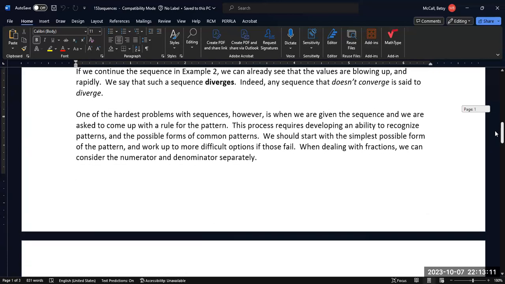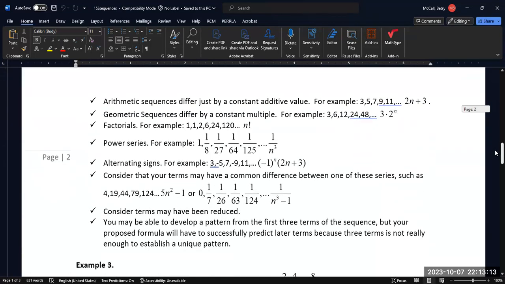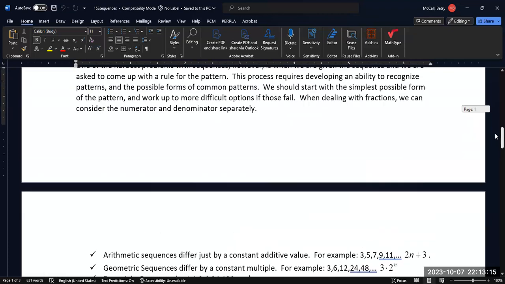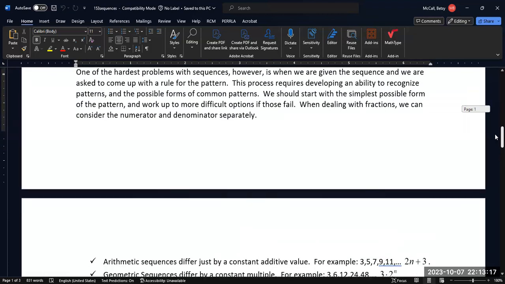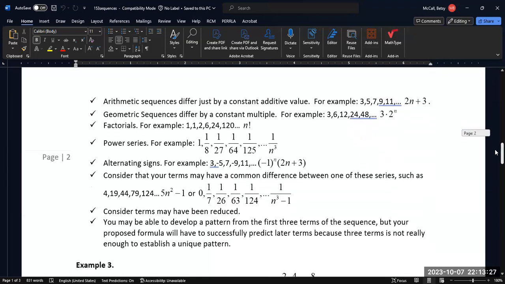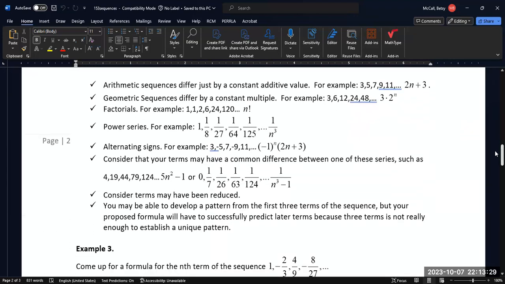All right, now we want to talk a little bit about finding formulas for sequences. And this can be quite hard because we have to establish a pattern and then derive a formula for it. And so we want to look at some common types of sequences and think about them in terms of the patterns that they form, and then use those patterns to come up with our formulas.